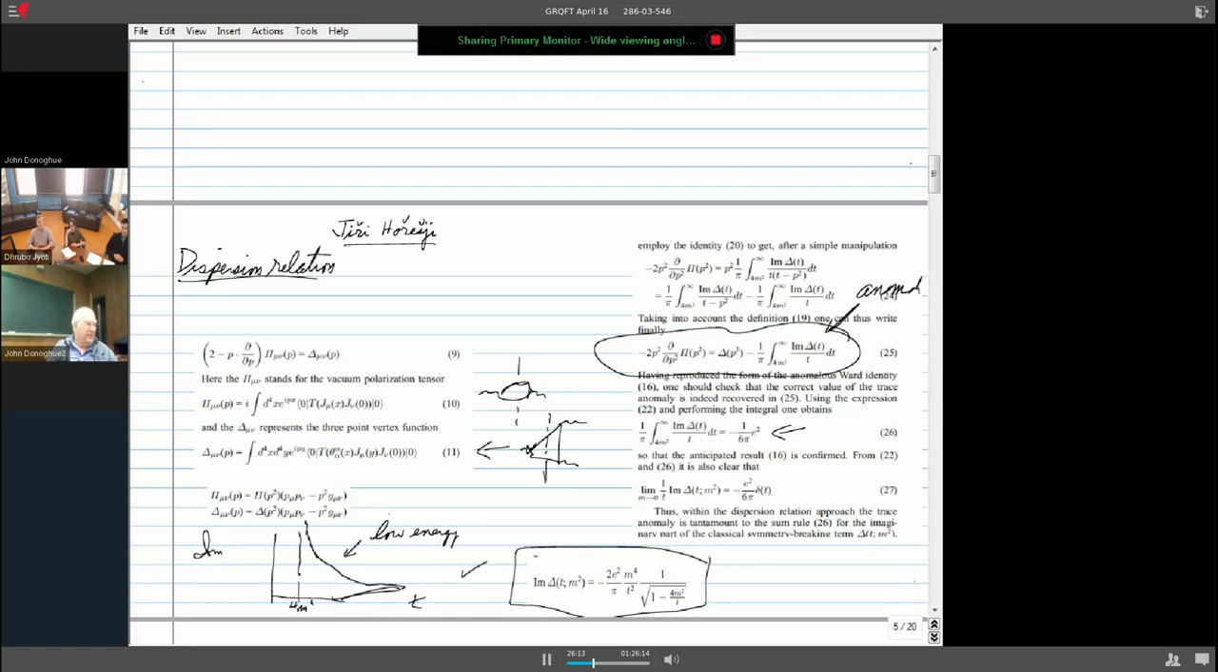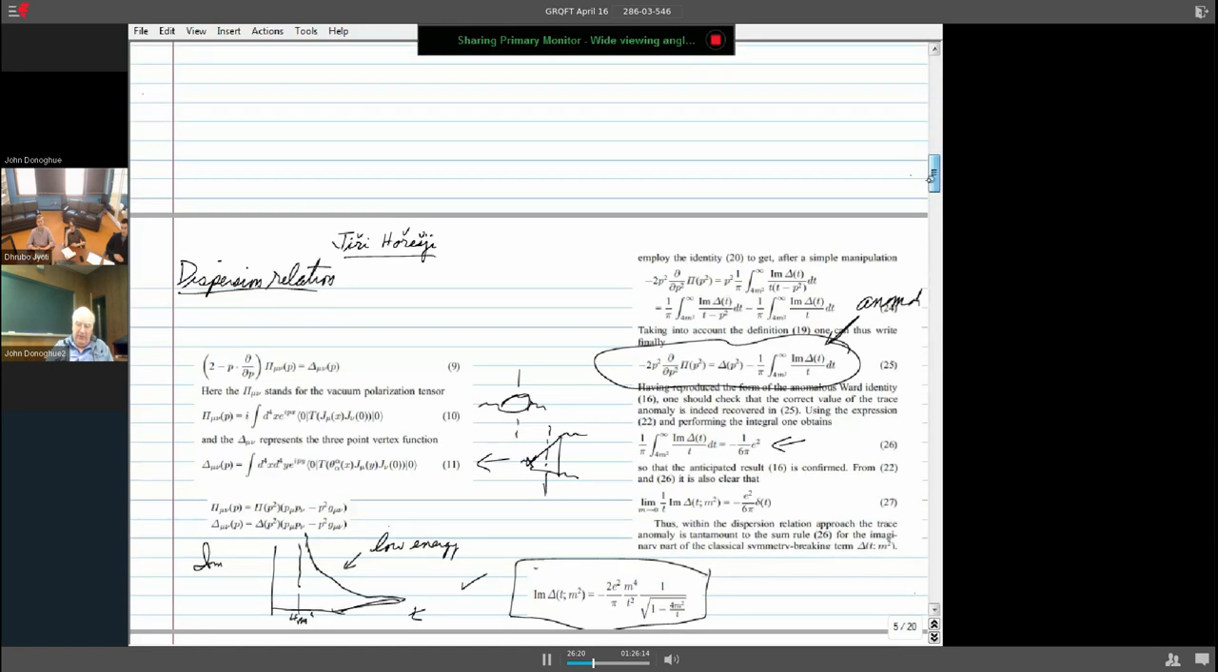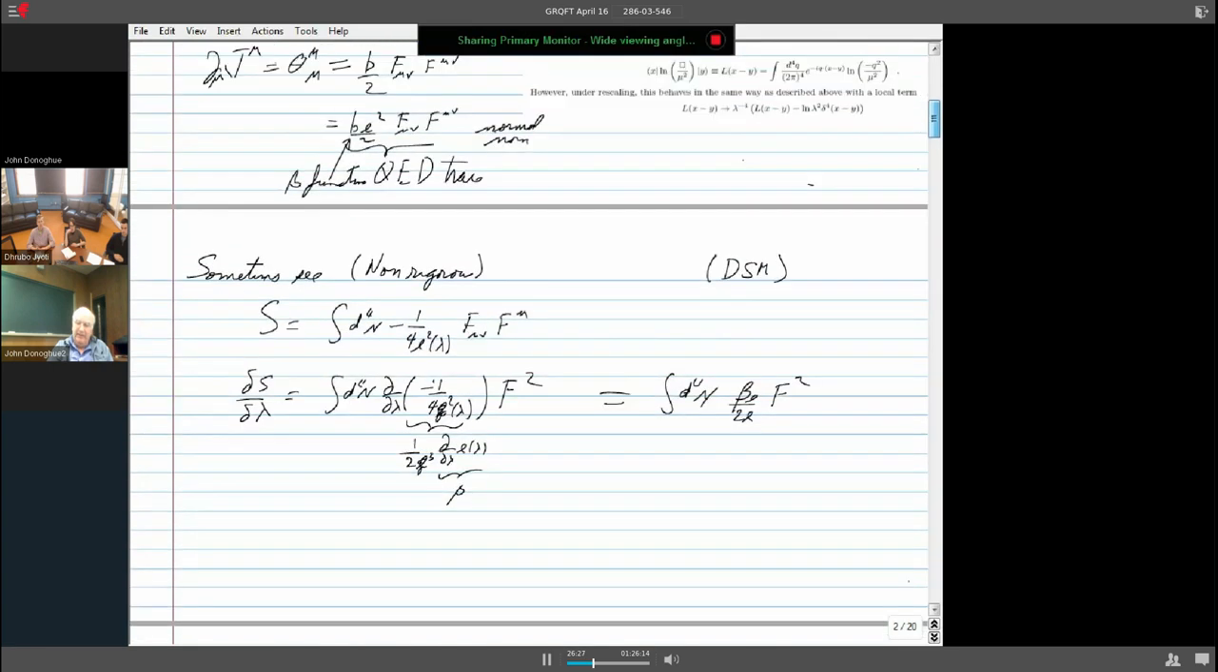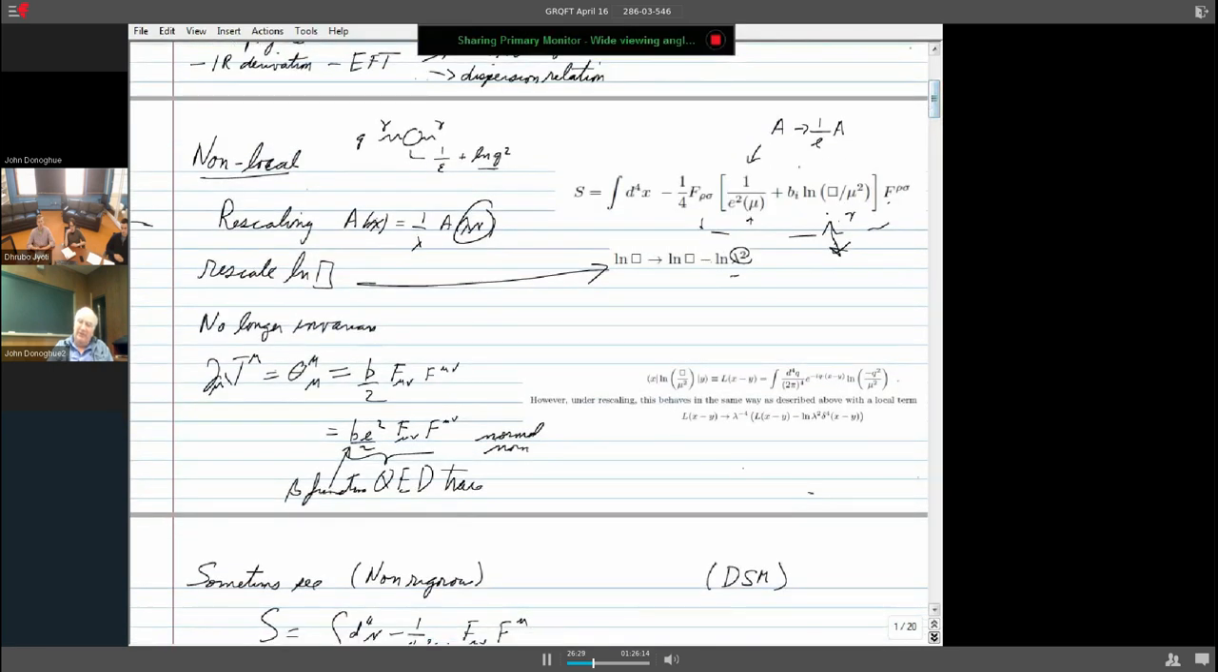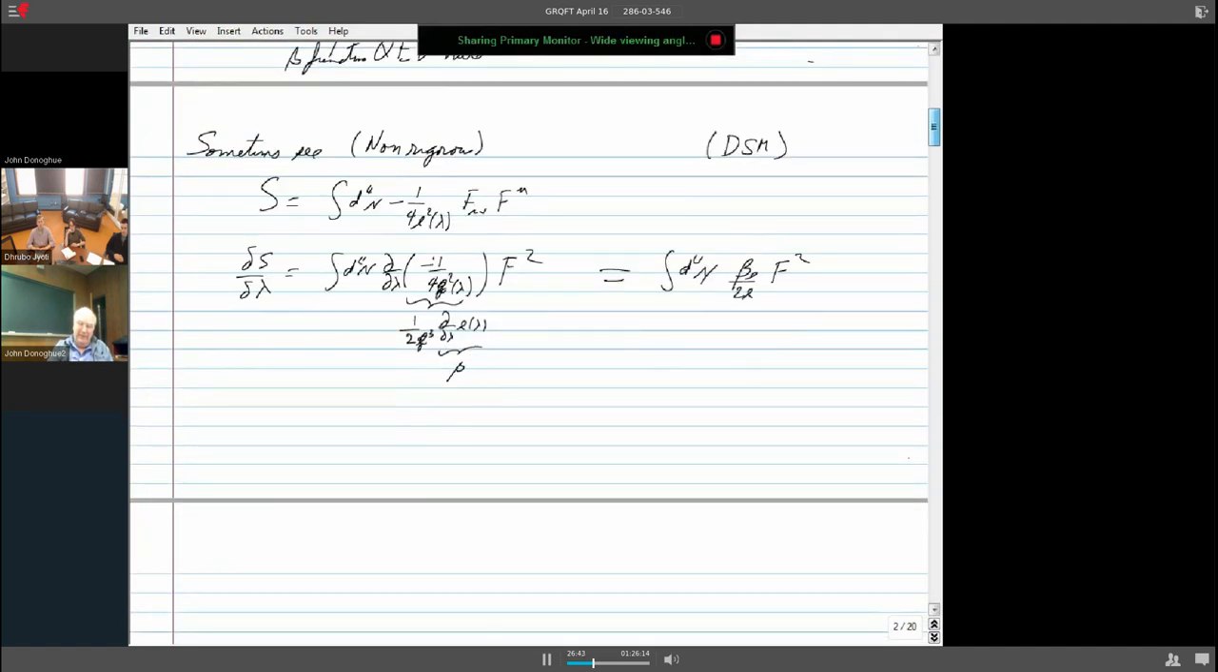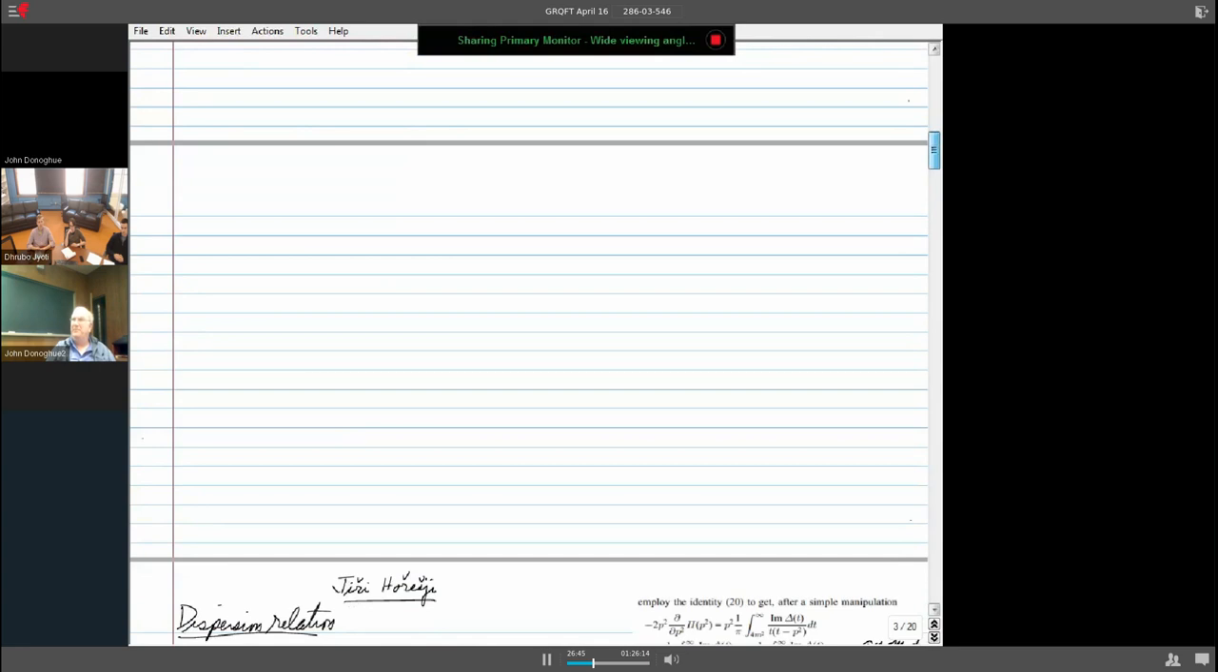This is the imaginary part. It starts at 4m squared. This is a function of t. Integrable singularity there. So it comes down and then it falls off. Okay, so it's certainly low energy dominated. And that's the other piece that's interesting. It's completely insensitive to the high energy physics of the calculation. So those are the two infrared effects.